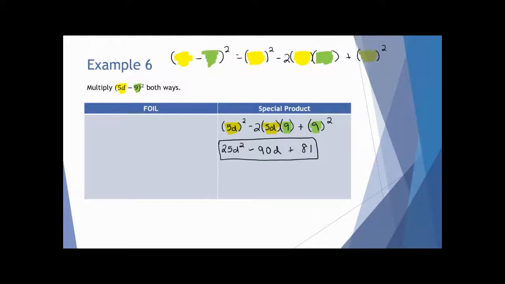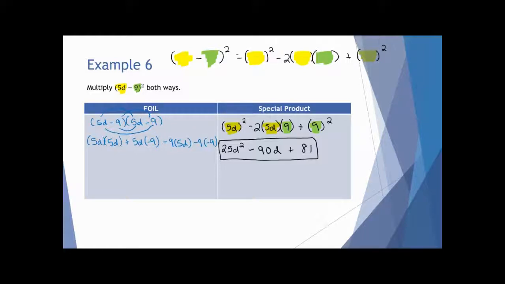Okay, let me go through this by doing FOIL. So I'm going to first write the 5d minus 9 twice because it's squared. And then I'm going to have my 5d times the 5d. Then the outside is 5d times negative 9. The inside is a negative 9 times 5d. And then the last terms, I have a negative 9 times a negative 9.